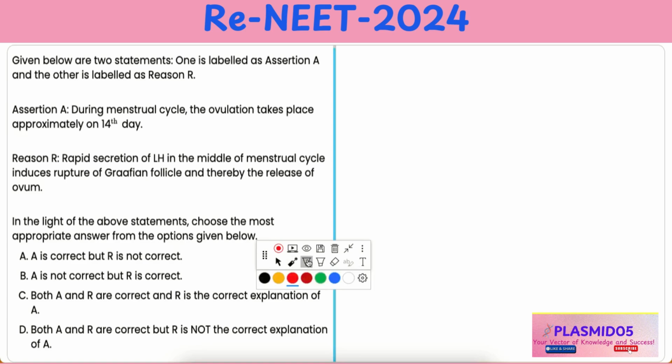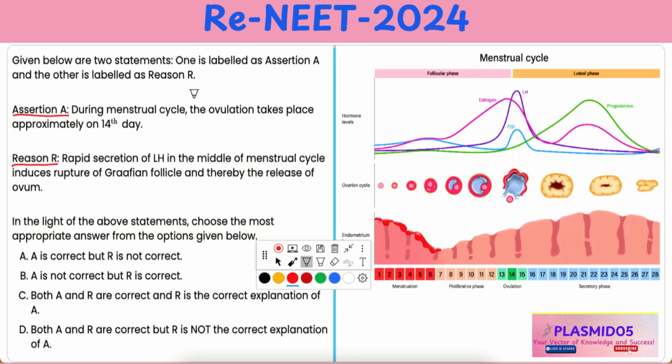In this question, two statements are given. One is labeled as assertion and the other is labeled as reason. And in the context of these two statements, you have to choose the correct answer. Assertion states that during menstrual cycle, the ovulation takes place approximately on the 14th day. Now, it is correct. During the menstrual cycle, ovulation typically occurs around the 14th day of a 28 day cycle, and this timing is based on the release of ovum from the ovary.